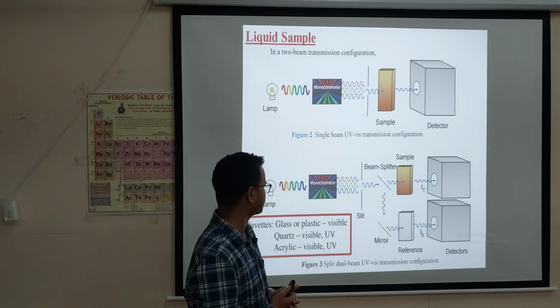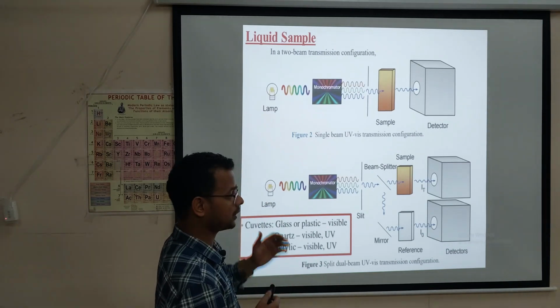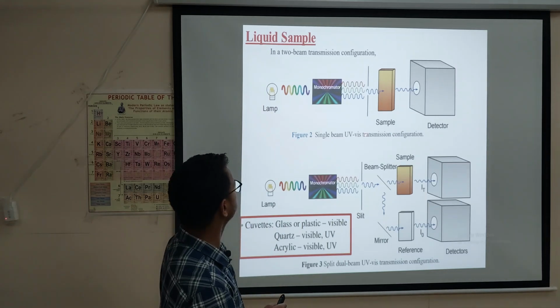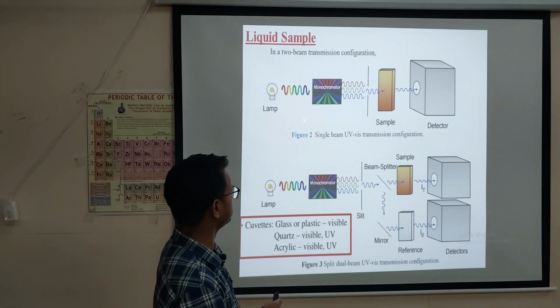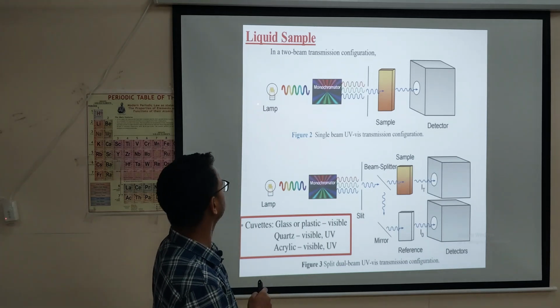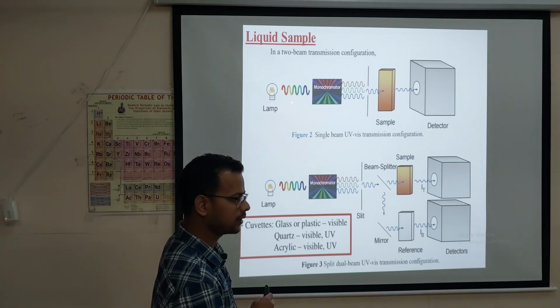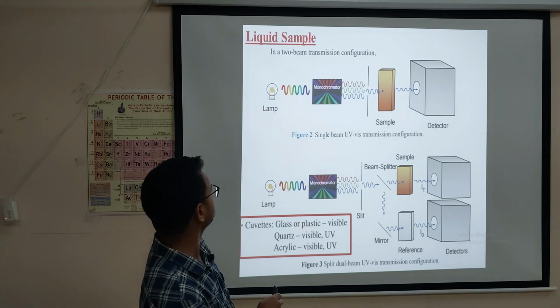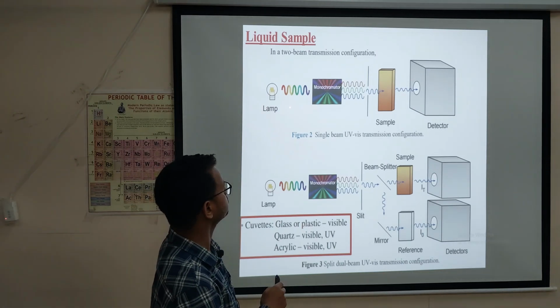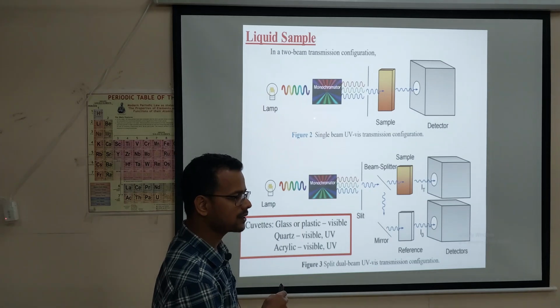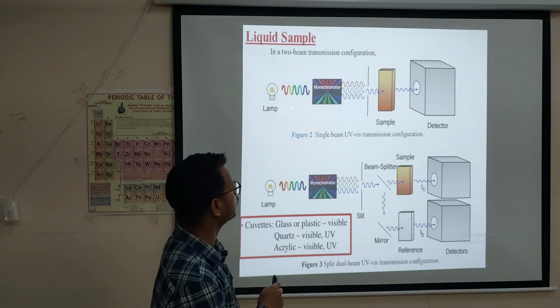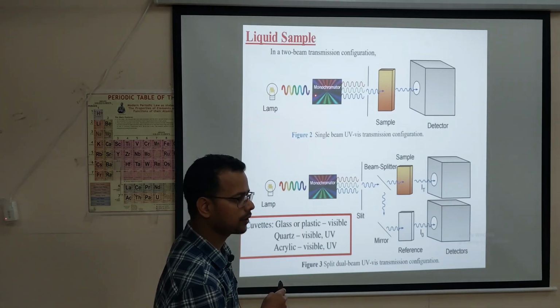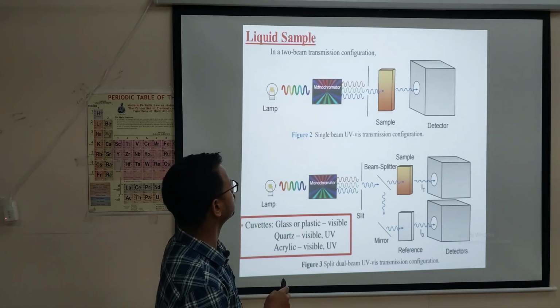For a liquid sample, this is very important. Here I have shown you two types of examples. This is the simple one. This is the lamp, a light source. Here I have just shown the cuvette. The light source contains different wavelengths of light. Then what will the monochromator do?